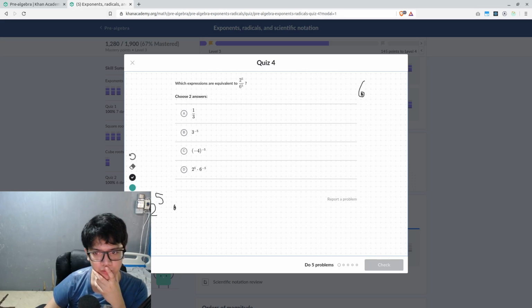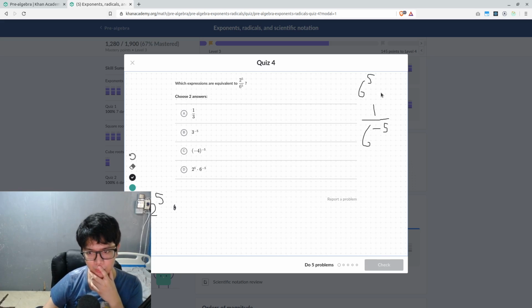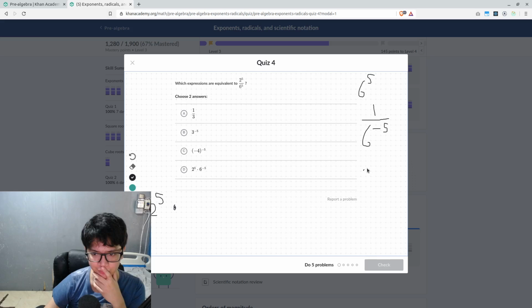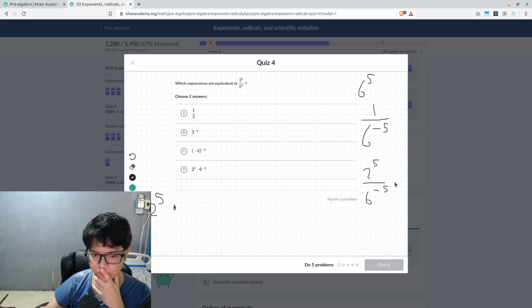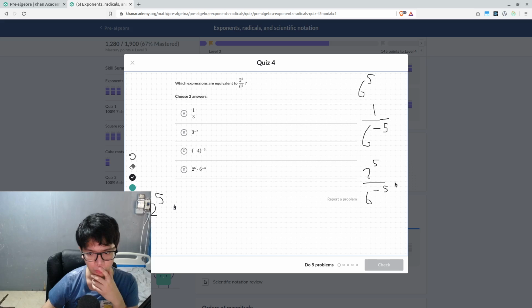The reciprocal of 6 to the 5th is the same as 1 over 6 to the negative 5th. To multiply that with this one, we'll have 2 to the 5 over 6 to the negative.